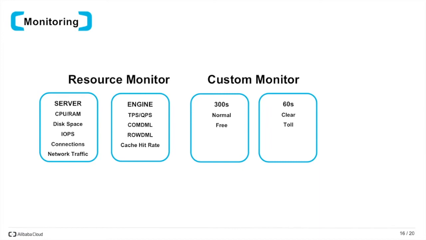The RDS monitor server will help you to monitor resource usage and engine usage. Server resources monitoring includes CPU and RAM and disk usage, and IOPS usage, connections, as well as the network traffic. Engine monitoring includes instance QPS and TPS, row changes, cache hit rate, and so on.